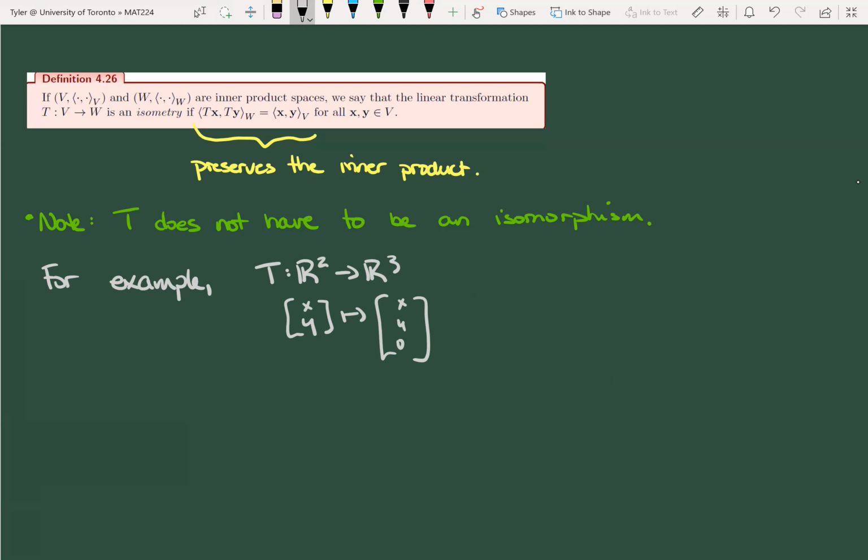Okay, so this is certainly a linear map. Nothing really to do there. And I also claim that if I put the Euclidean inner product on both spaces, this is an isometry. So let's endow both R2 and R3 with the Euclidean inner product. And note that these are actually different inner products, right? Because they're occurring in different spaces.